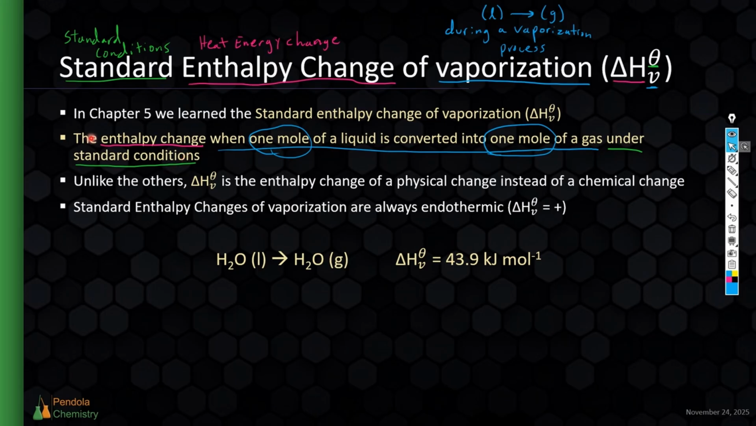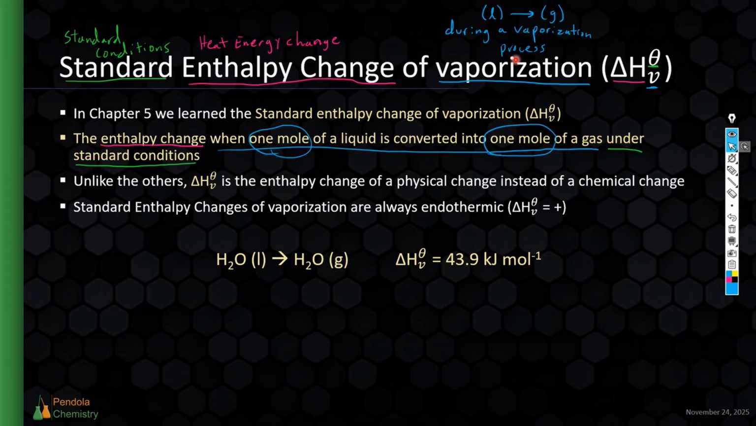And then if it was 3 points, you will get 1 point for saying the enthalpy change or heat energy change, 1 point for saying when 1 mole of a liquid is converted to 1 mole of a gas, that 1 mole would be bolded, meaning if it's not there, you wouldn't get the points. And then 1 more point for saying under standard conditions. And again, that 1 point for under standard conditions is dependent on you being asked what is the definition of, or what do you understand by standard enthalpy change of vaporization.